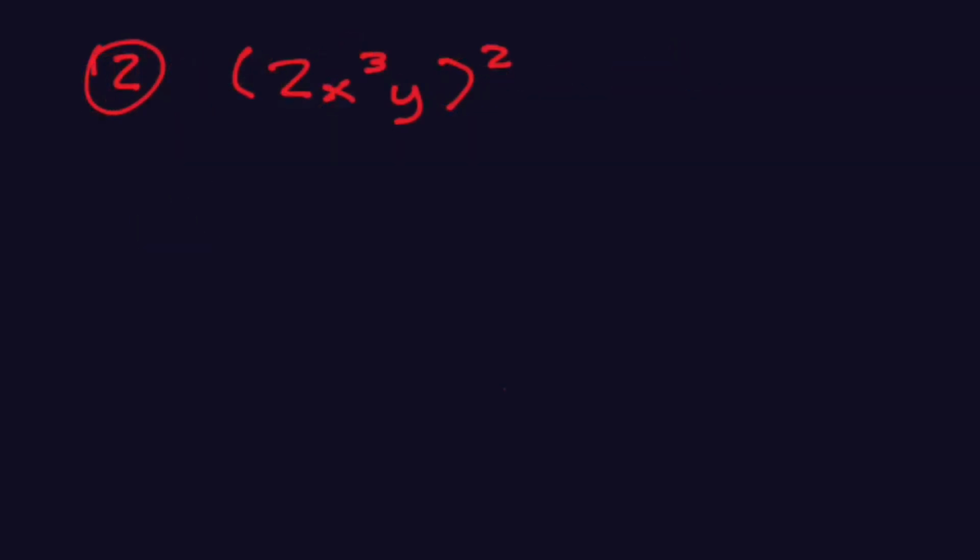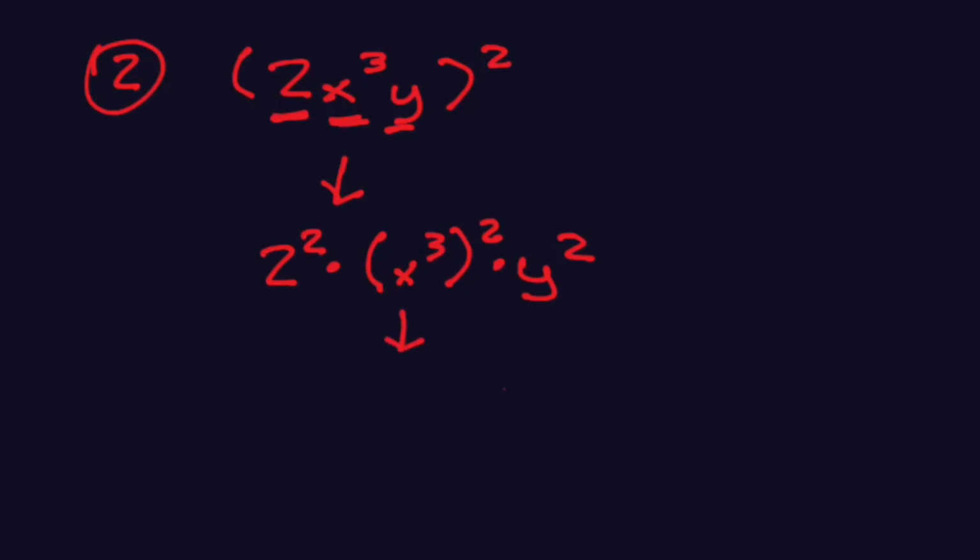Okay, so this is the next problem. 2x cubed times y, and then we're squaring all of that. So we're basically going to do what we did in the last problem. We're going to square each individual piece in the parentheses. So this is going to be equal to 2 squared times x cubed squared times y squared. And we can simplify it further by looking at 2 squared, that becomes 4.